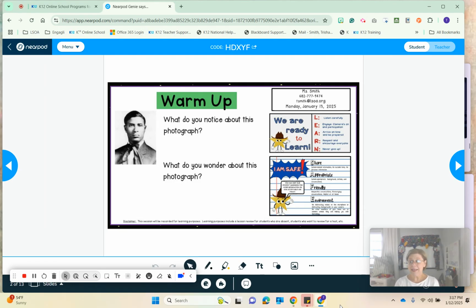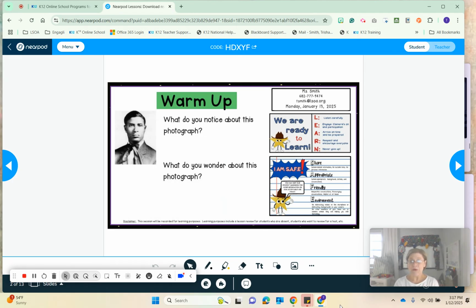So go ahead and complete the warm-up activity. What do you notice about this photograph? And what do you wonder about this photograph? So look at this photograph. You don't really know who it is, but what do you notice? What do you wonder? Remember, when you're answering in a complete sentence, you need to have capital letters at the beginning, punctuation at the end.